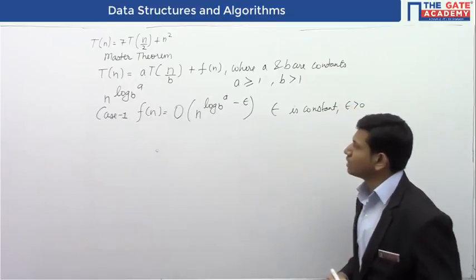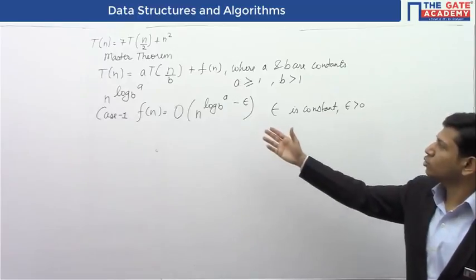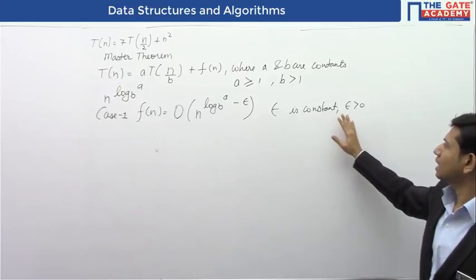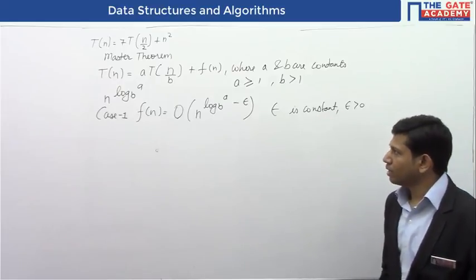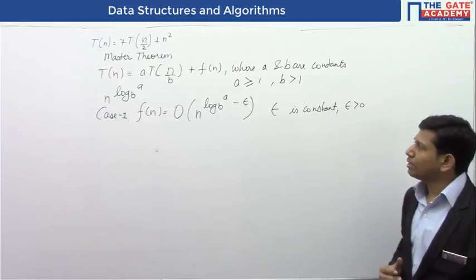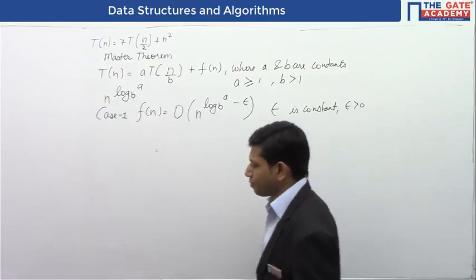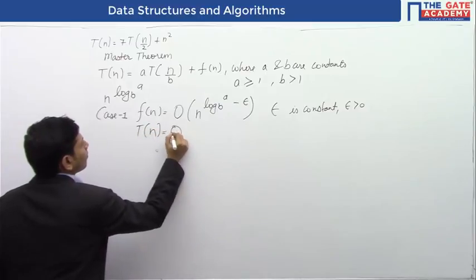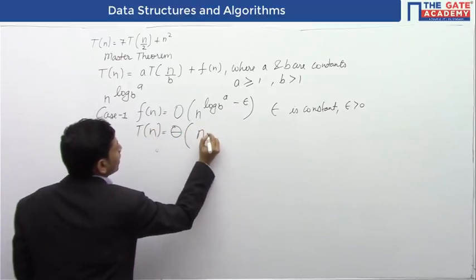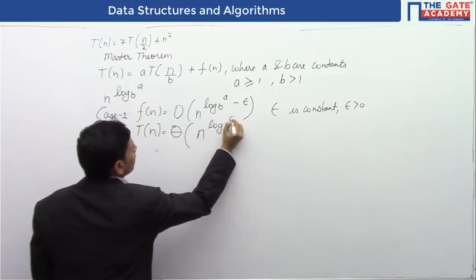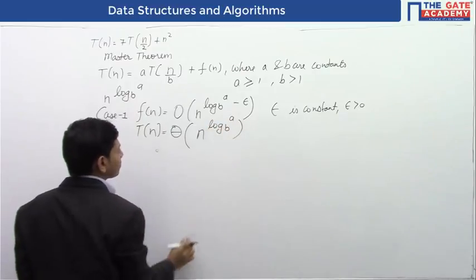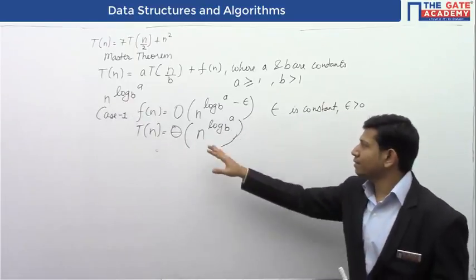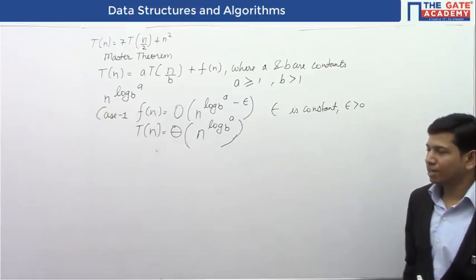So here f(n) is equal to order of n raised to power log of a base b minus epsilon, where epsilon is a constant and it is greater than 0. In such case, what will be the value of T(n)? Here T(n) will be theta of n raised to power log of a base b.